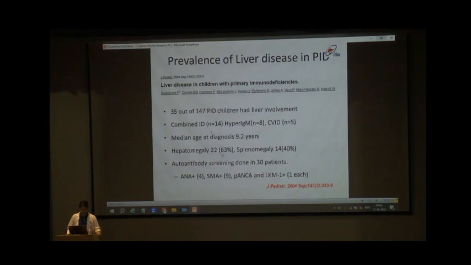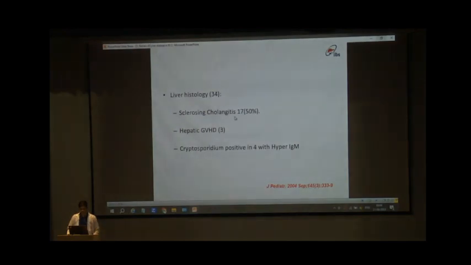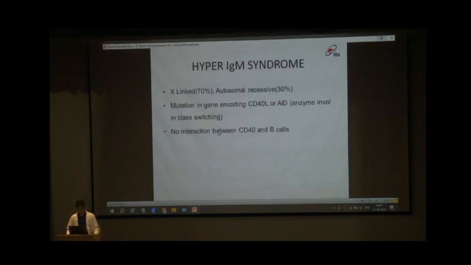The majority of these patients had asymptomatic hepatosplenomegaly, with around 30% of the patients having positive autoimmune liver markers. The same study showed that recurrent Cryptosporidium parvum infection was documented in 44% of hyper IgM syndrome, and sclerosing cholangitis was documented in around 60% of the patients with liver disease in this cohort. The histology of these study patients showed biopsy-proven sclerosing cholangitis in 50% of the patients with liver involvement and graft versus host disease in around 10%.